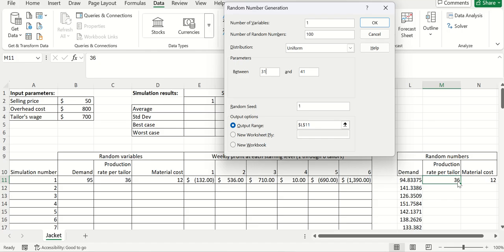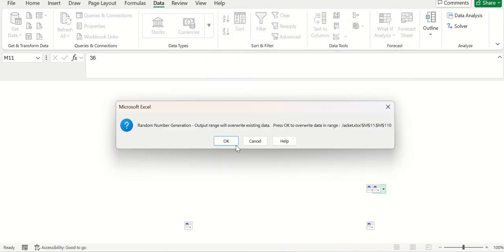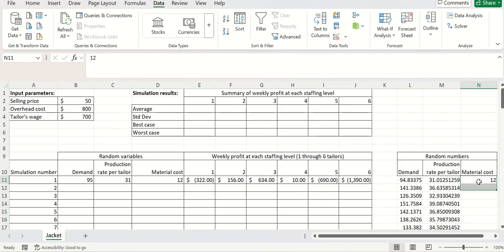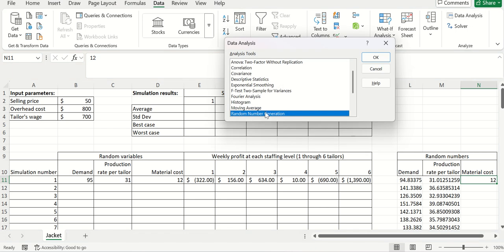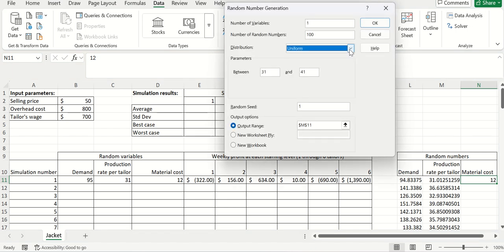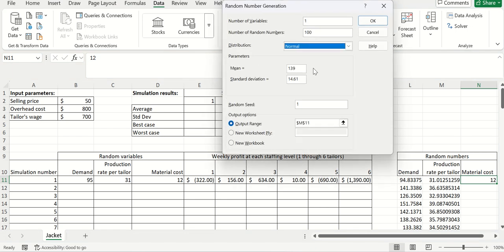We're going to change our output. We need this to now go to M11. And then finally on the material cost, random number. This is also normal distribution with mean of 12, standard deviation of 1.37. We need the output to go to N11.